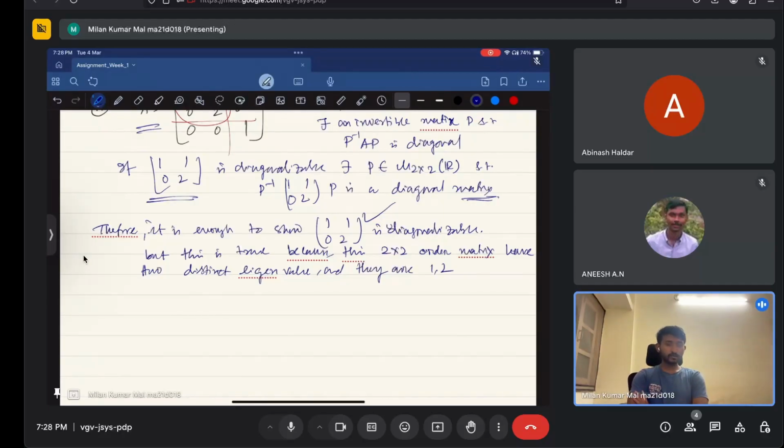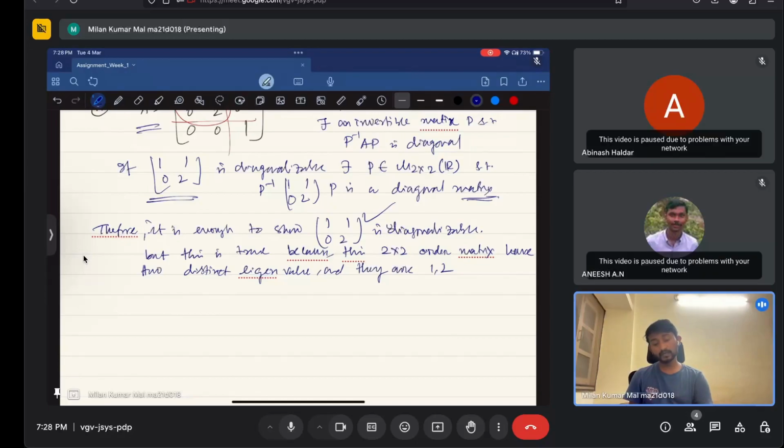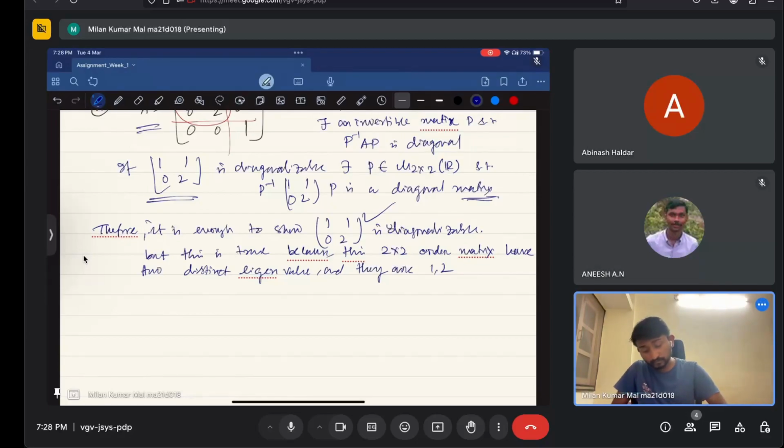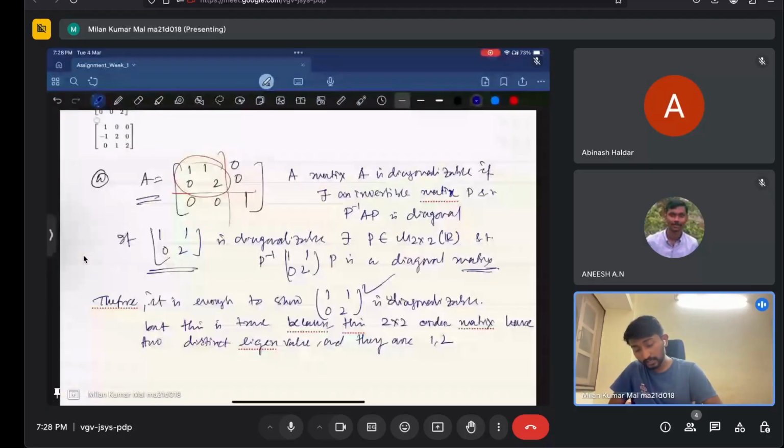Why is this matrix diagonalizable? Because it has two distinct eigenvalues. Corresponding to each eigenvalue we will have eigenvectors, so there will be two eigenvectors. For a 2 by 2 matrix, if we have two linearly independent eigenvectors corresponding to different eigenvalues, then that will be diagonalizable. So once this matrix is diagonalizable, the way we discussed a few minutes ago, A is also diagonalizable. So option A is correct.